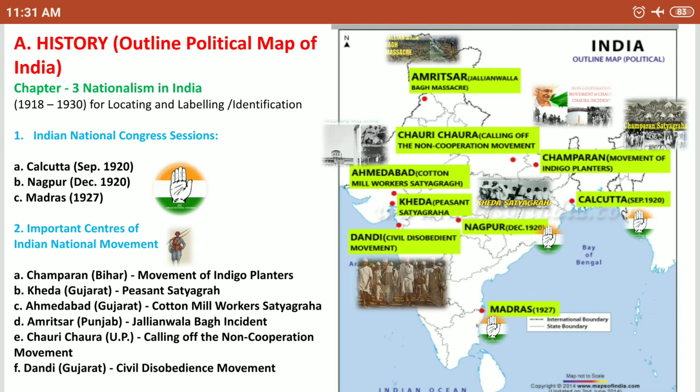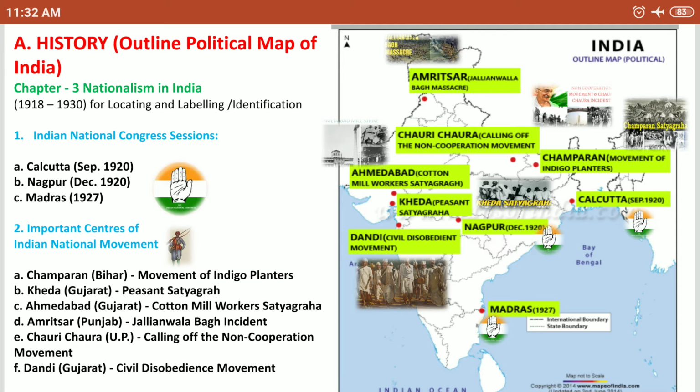Now, what do you find? This is the symbol of the Indian National Congress. Calcutta is in West Bengal. Then Nagpur is located in the northeast of Maharashtra. Madras is in the northeast of Tamil Nadu. It is the capital city.